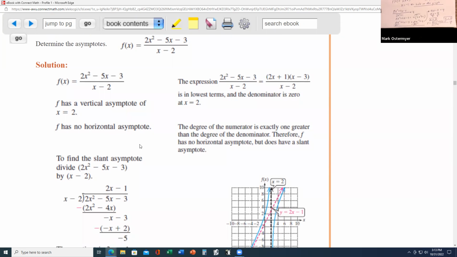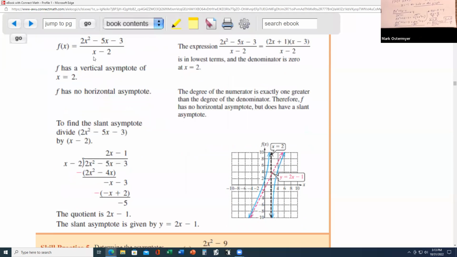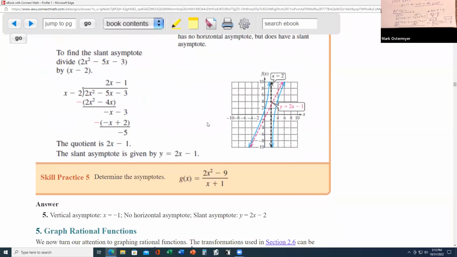There would be no horizontal asymptote because the numerator degree is larger than the denominator degree. But because the numerator degree exceeds that of the denominator precisely by 1, there would be a slant asymptote. And to find it, you literally divide the denominator into the numerator. Now you can do this one of two ways. You can either do it using long polynomial division, or you can use synthetic division.